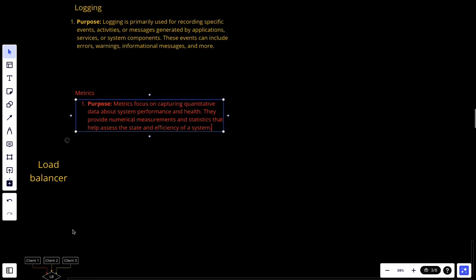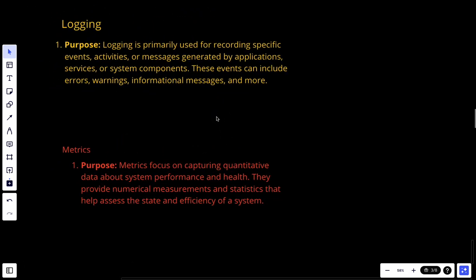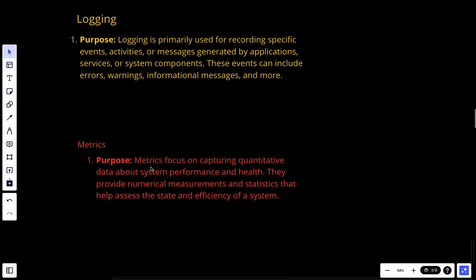So from this you can see here the purposes are pretty different, but both of them are used to measure system behavior, but they are used on different levels of the actual system.